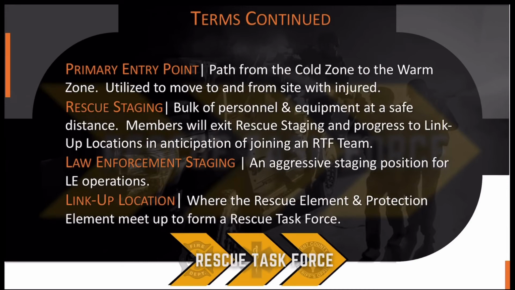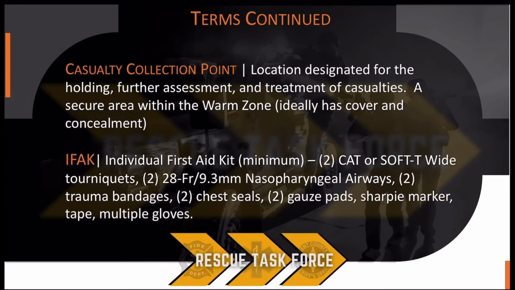Now, the link-up location is going to be where the law enforcement members and the fire department members link up, get together to form that rescue task force. The casualty collection point is going to be an area where we grab the patients from the warm zone and we take them to this location where we can start putting patients there, and they can from there be further moved into ambulances or to other treatment areas. So that's going to be a casualty collection point. It's important to have those locations so that way patients aren't just being brought anywhere in the incident and then they can't be found by other personnel.